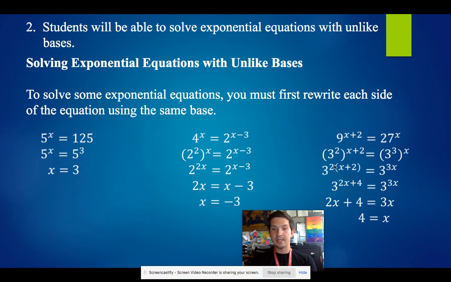And you can do something like this. Multiply that 2 to the x and the 2 to the 2, 3 to the x to get 3 to the 2x plus 4 equals 3 to the 3x. Combine like terms, and you'll get x.